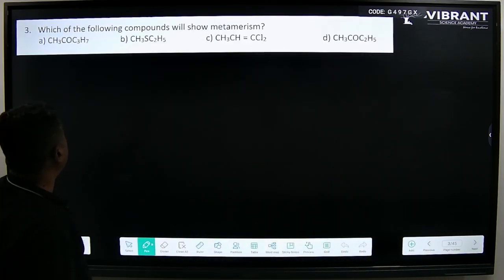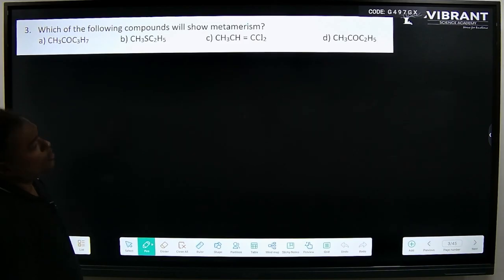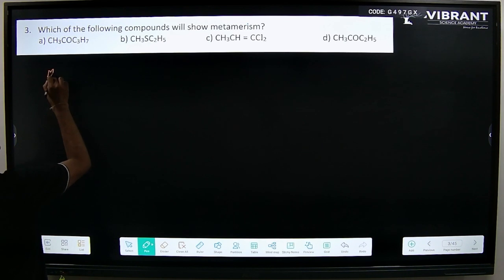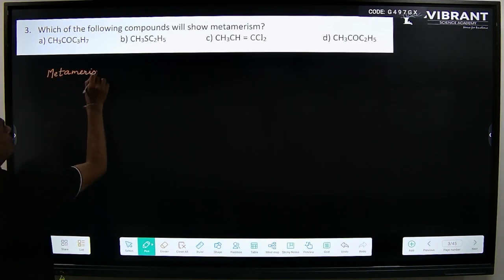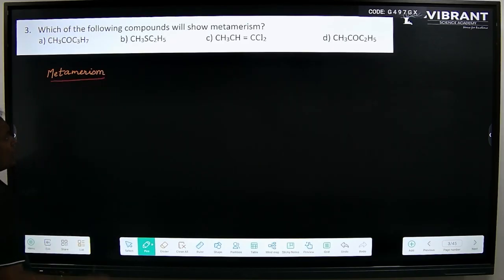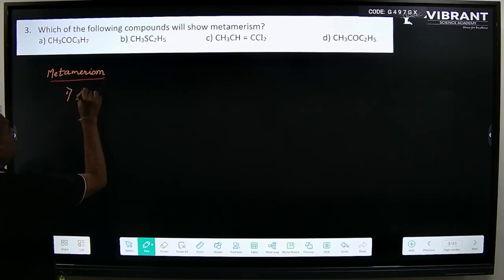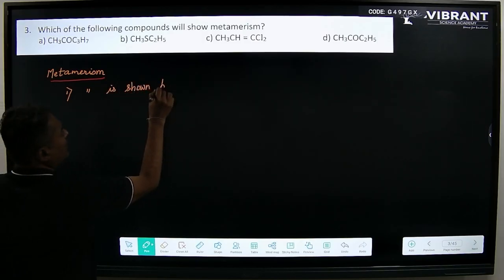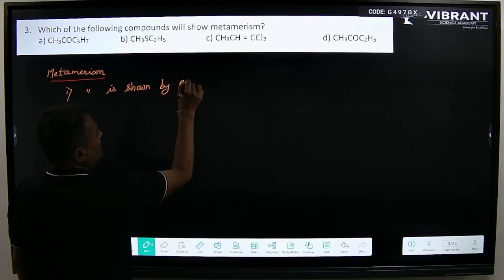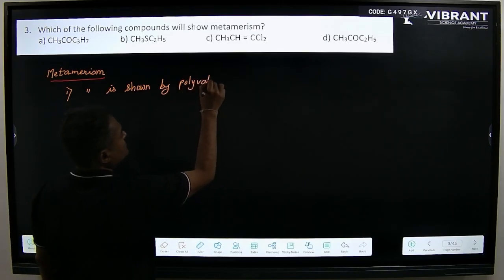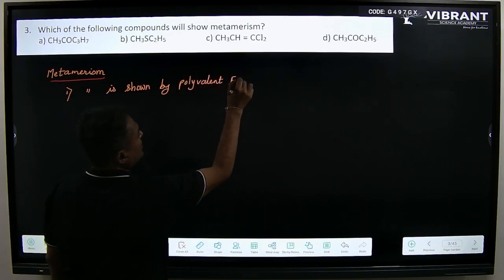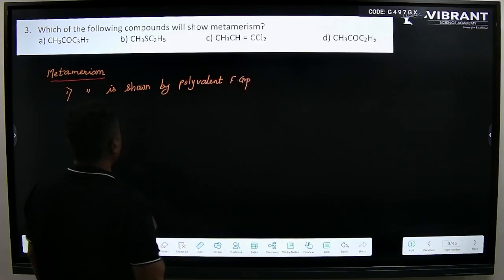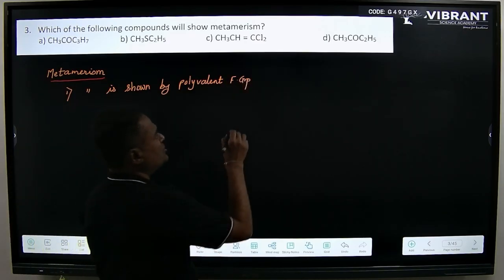Now, the next question is based on which of the following compounds will show metamerism. Now, child, conceptually, metamerism is shown by which compounds? There are conditions for metamerism to be seen. First condition: metamerism is shown by polyvalent functional groups. Now, what do we mean by polyvalent functional group? Let us have a discussion on that.